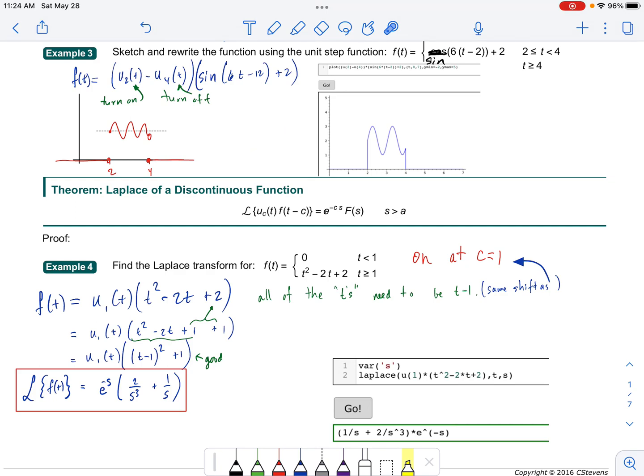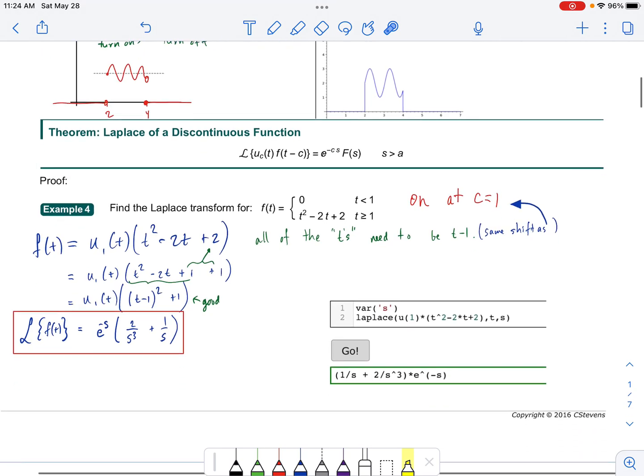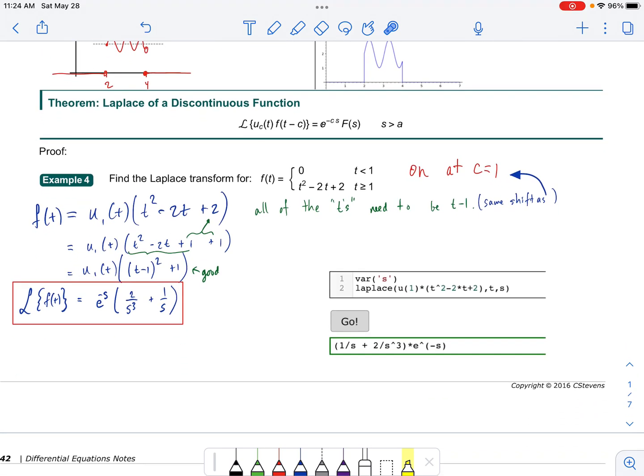Now, from here, we took a look at the Laplace of a discontinuous function. And we ran through a little proof of it here, which said that if you have the unit step function times a shifted function, and that shift, remember, has to be exactly the same as that unit step, then it's simply e to the negative cs. This comes from the shift and from the unit step. And then it's multiplied by the Laplace of the function.